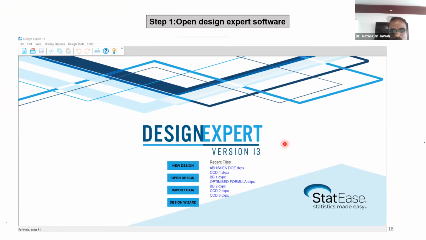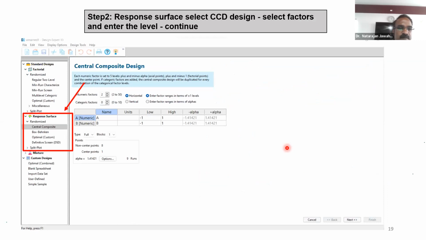So I have to open the design. If I click open design or new design, this page will come. In this page there is a method called response surface. In the response surface, central composite, Box-Behnken, all those designs will be there. So I have to click central composite.